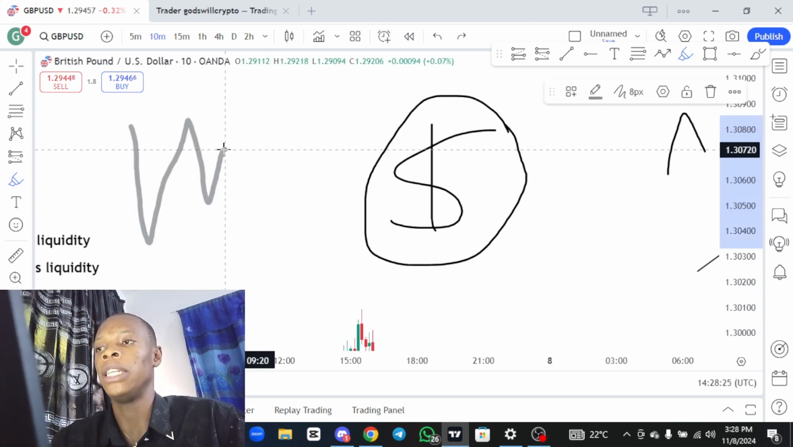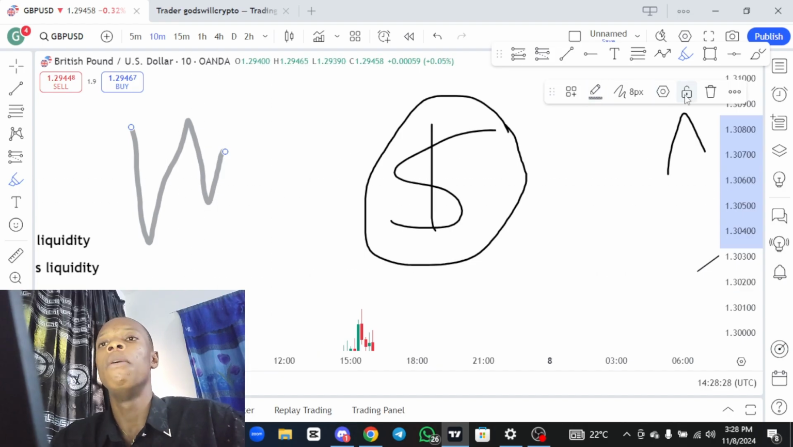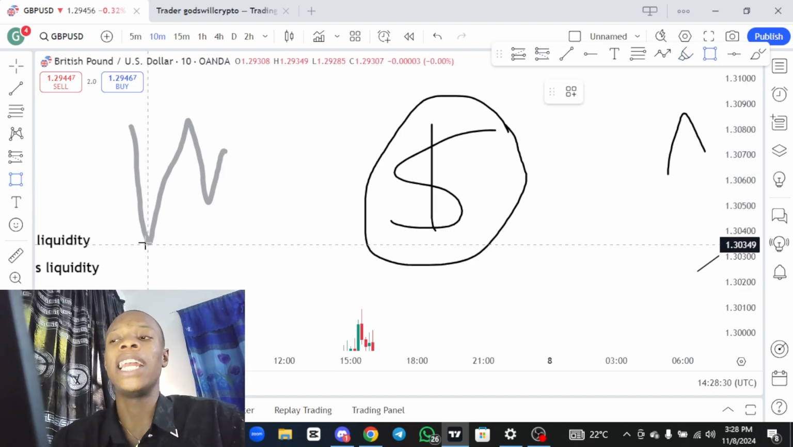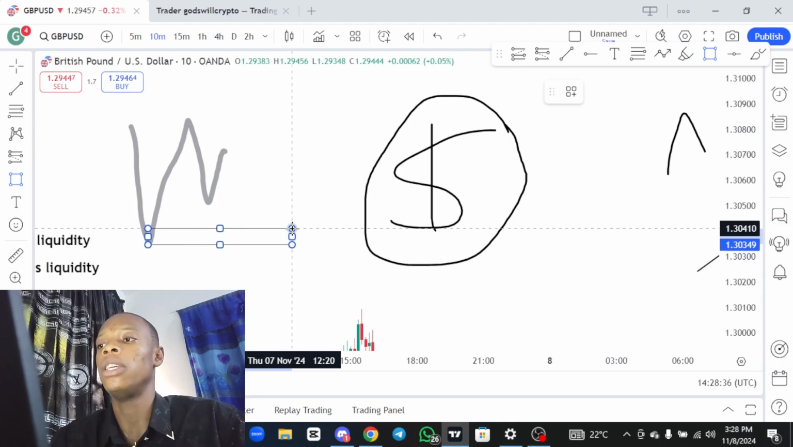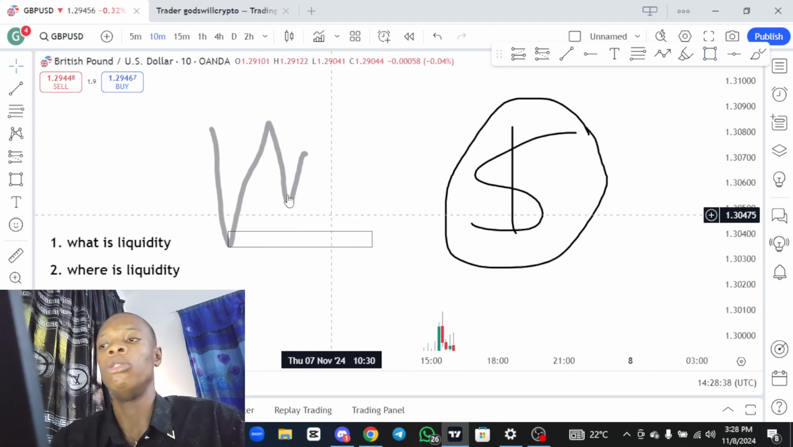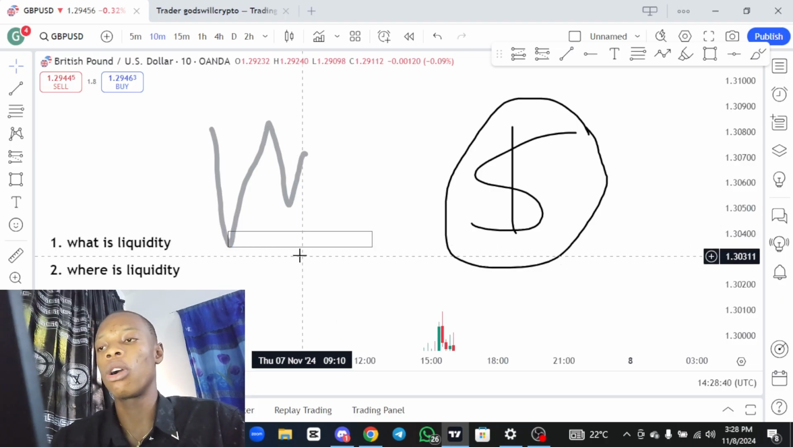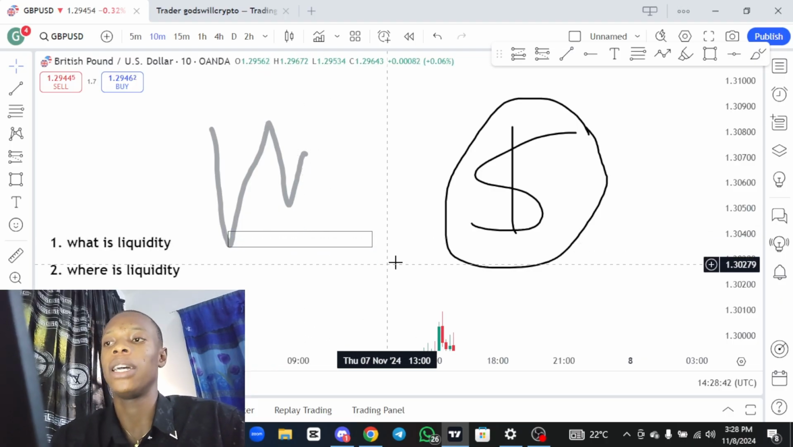Let me put something like this. Now, many traders, whatever strategy you are using, I'm going to teach you a different strategy on how to trade this liquidity. Many traders, those who trade the order block, are going to mark out this area, this level, as their order block.